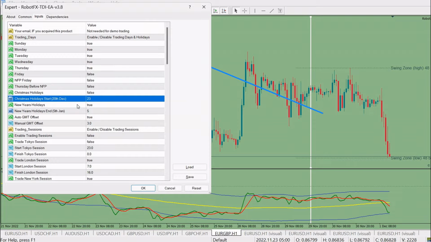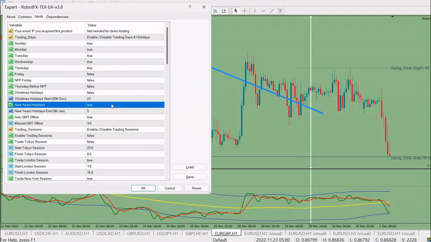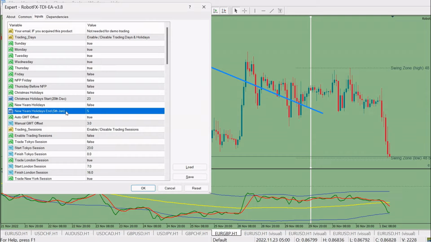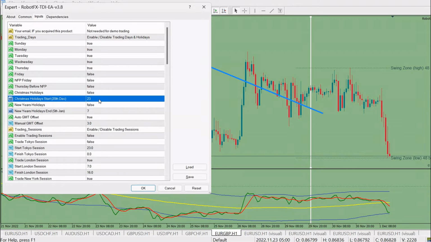And if you want to extend that for next year for a couple of days, disable trading during New Year's holidays and enter the last day of the holiday. The last day the Expert Advisor will not be allowed to trade. In this example it is the 5th of January. If you change it to 7, obviously the Expert Advisor will be restricted to trade until 7th of January, starting from 23rd December the previous year.